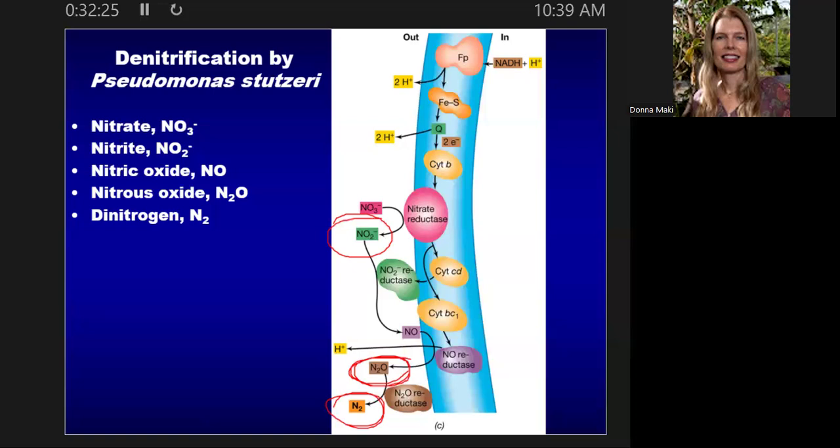And so tomorrow, I don't know if you'll see it tomorrow, but what you should be looking for every week when you go into lab, look at your Winogradsky, look for bubbles. You might see some bubbling going on, released from the soil, getting up into the water column. And some of that could be some of these gases.